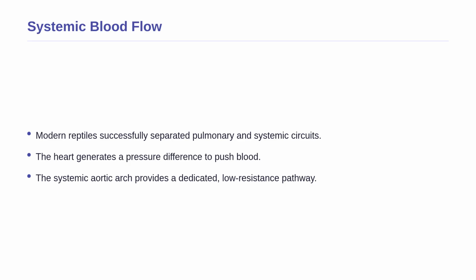Now that we have proven that widening the arches drastically reduces resistance, let us look at how modern animals utilize this low-resistance pathway. Modern reptiles have successfully separated their pulmonary and systemic circuits. The reptile's heart generates a significant pressure difference to push blood specifically through the systemic aortic arch, which is derived from the ancestral arch 4. This dedicated pathway ensures that oxygen-rich blood is delivered efficiently to all organs. Understanding this pressure and resistance relationship is key to calculating how much blood actually reaches the reptile's body.